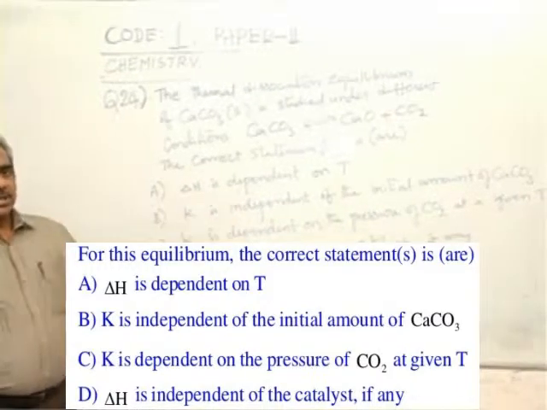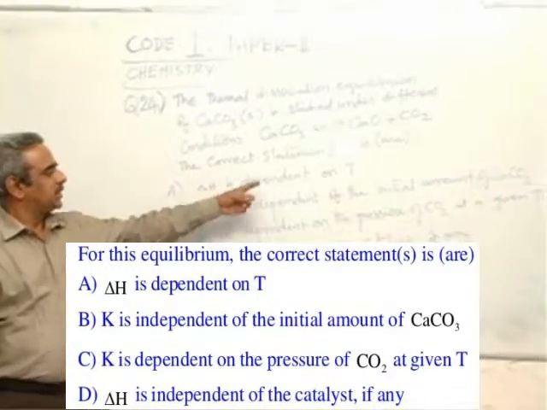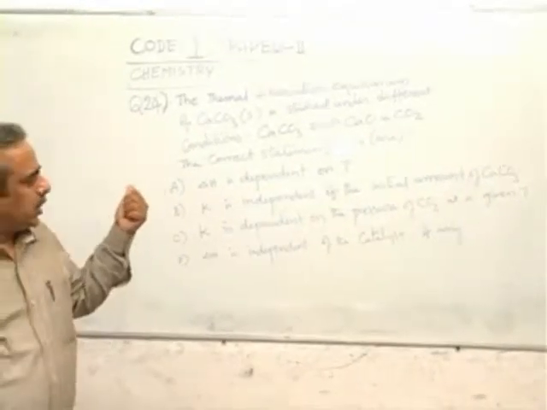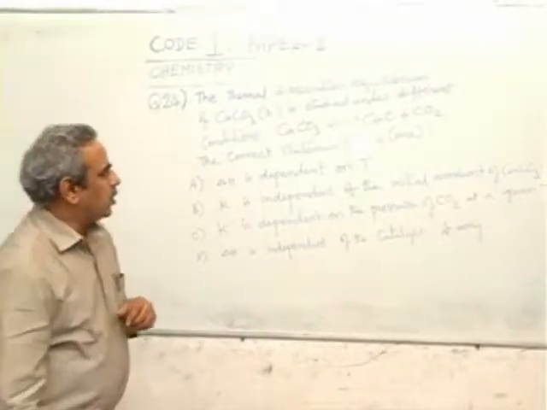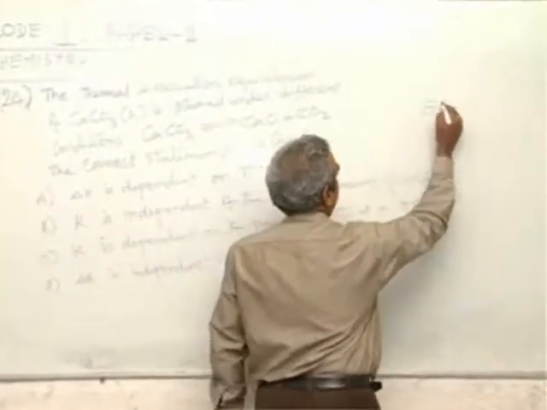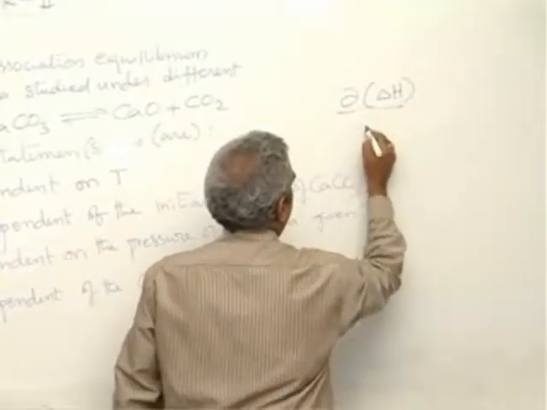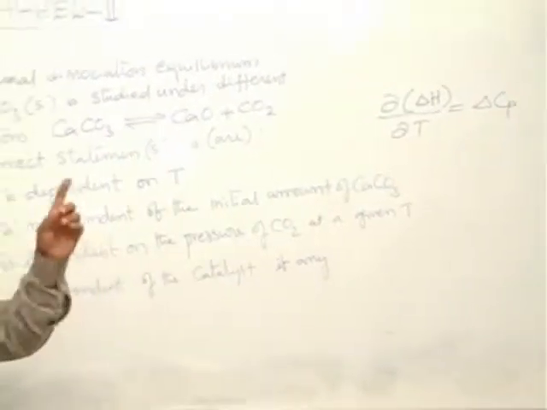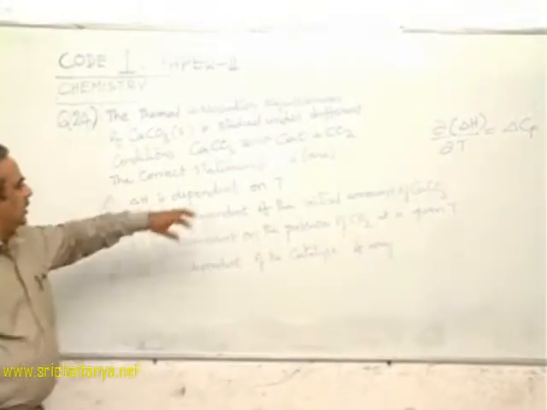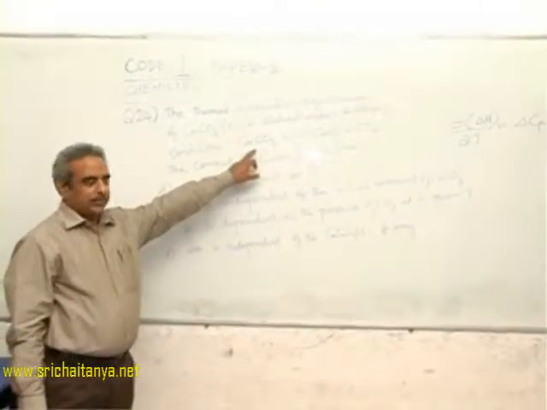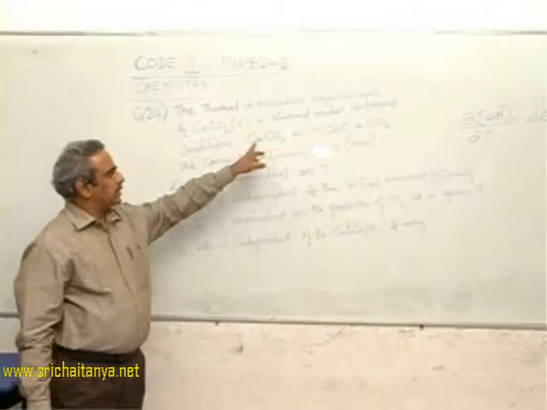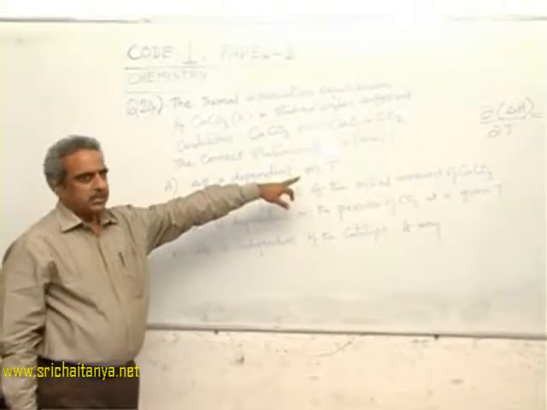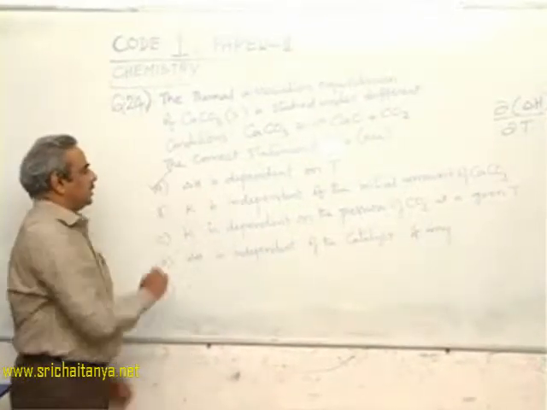If you check the statements one by one, the first statement says delta H is dependent on temperature. Delta H is thermodynamic data regarding this particular equation. And we have Kirchhoff's law, ∂(ΔH)/∂T = ΔC. This equation clearly indicates that any reaction has some delta H value which varies with temperature. Therefore, this statement is correct.